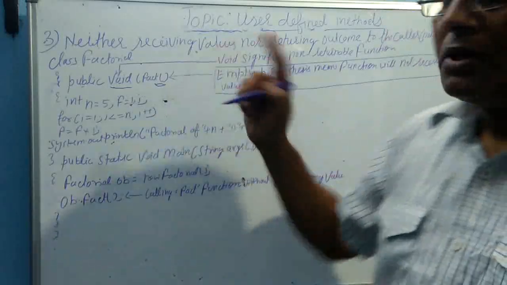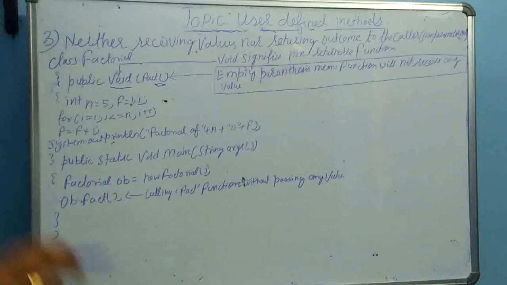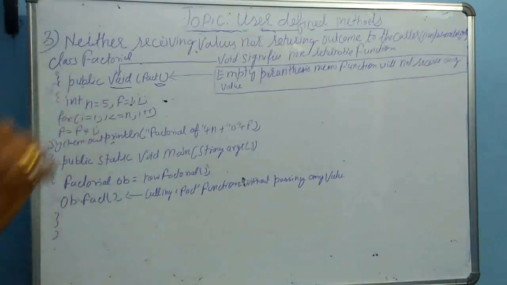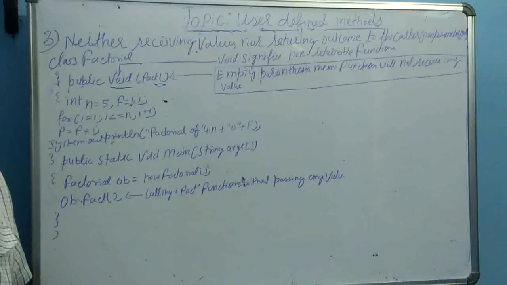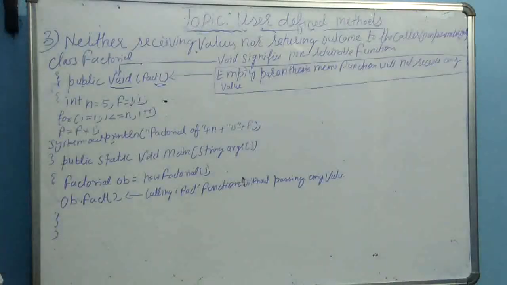The return type void, before the function name, indicates that the function will not return any value. Why? That function will not return any value.